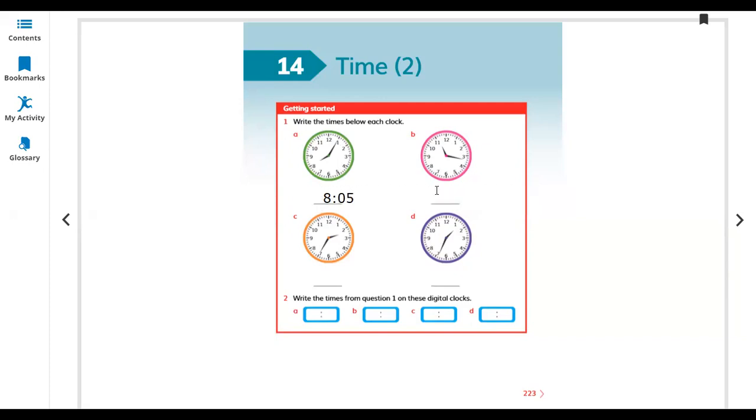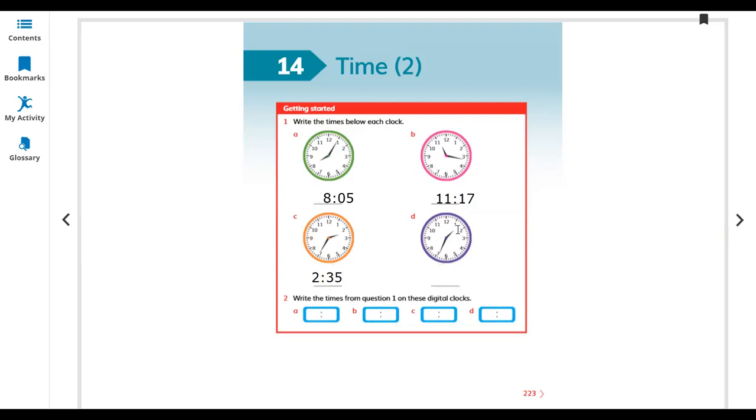Same with this one: the hour hand is on 11 and the minute hand is after 3. So 3 multiplied by 5 is 15, 16, 17. Like this, the hour hand is between 2 and 3. It is a little bit back from the 3, so it is considered as 2 o'clock. So 2 o'clock and 35 minutes.